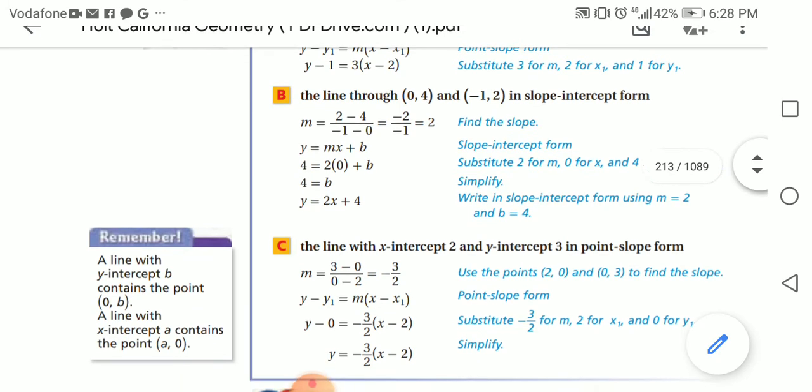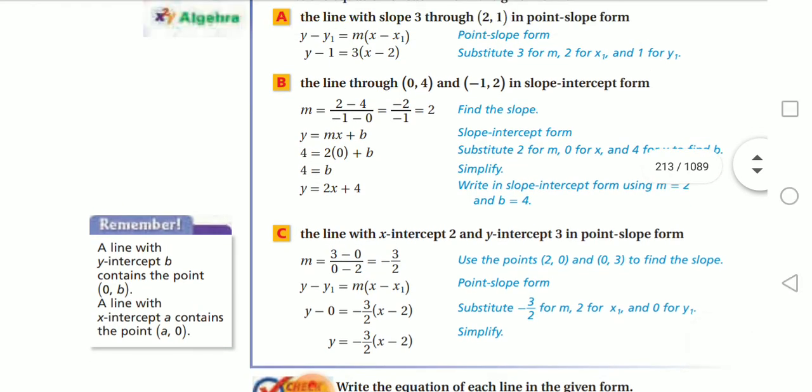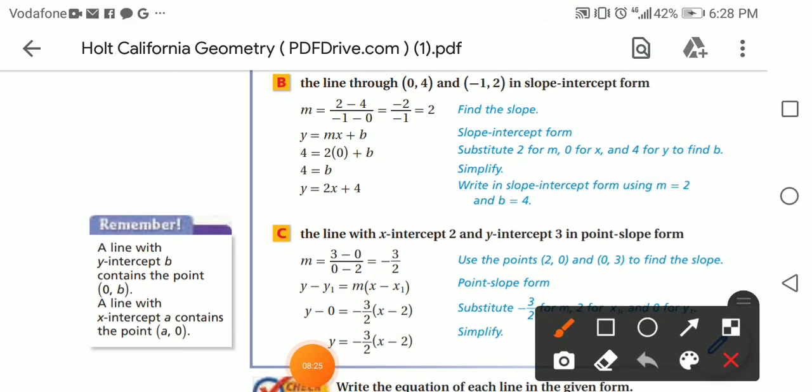Then I will write what now? He asks me to write the slope intercept form. So I'm going to write the slope intercept form. I have to study this well to write it by myself, so it's not given in the question. So y equals mx plus b.